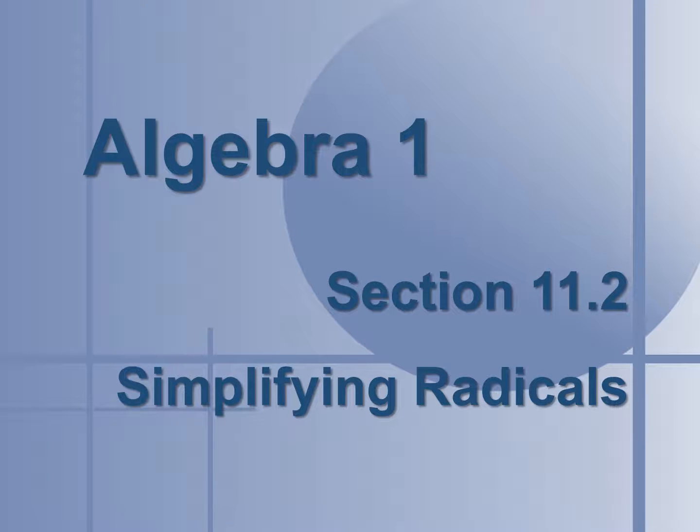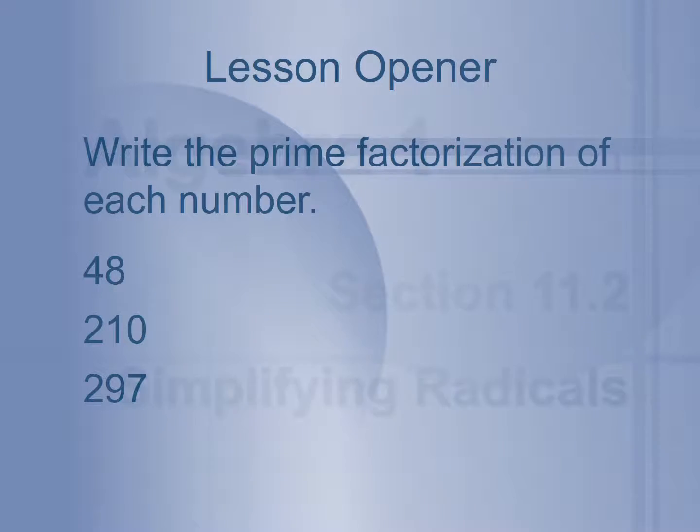Today we're going to learn how to simplify radicals. So before we begin, we're going to review what prime factorization is. Prime factorization is when you write all the factors of a number and you break down those factors as far as possible until you get prime numbers.